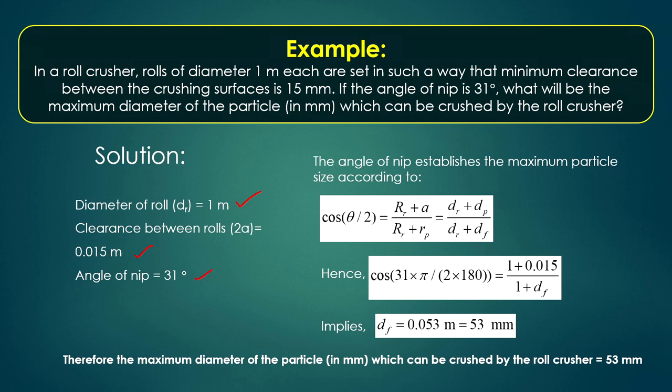The angle of nip establishes the maximum particle size according to this equation, cos(theta/2) equals (RR + A) divided by (RR + RP), or (DR + 2A) divided by (DR + DF). In this case, theta is given as 31 degrees, so you have to convert it to radian. So cos(31 times pi divided by 2 times 180) equals, with DR given as 1 and the gap given as 0.015, and then you have to find out DF. From this equation, it implies that DF should be equal to 0.053 meter or 53 millimeter. So, based on this problem, you can easily calculate the particle diameter which is to be fed into the roll crusher. Therefore, the maximum diameter of the particle which can be crushed by the roll crusher is 53 millimeter.